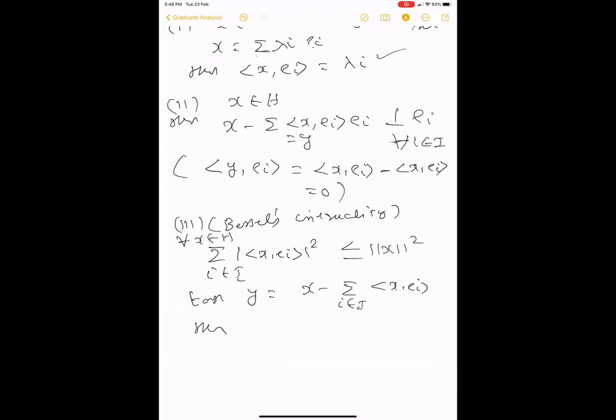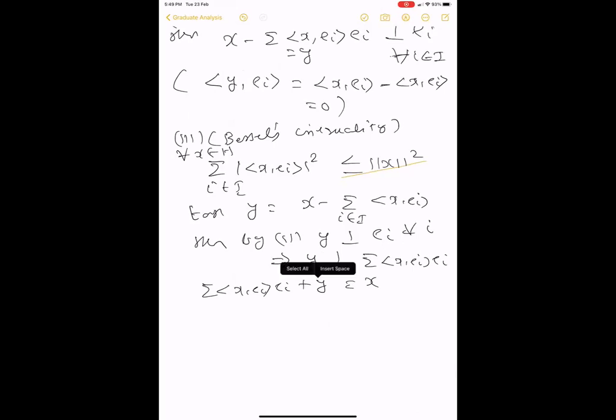Okay. Then we have by property 2 that Y is orthogonal to e_i for all i. In particular, Y is orthogonal to the summation of the inner product of x with e_i times e_i, right? But then summation of the inner product of x with e_i times e_i plus Y equals x. That's how Y is defined. But then these two are orthogonal elements.